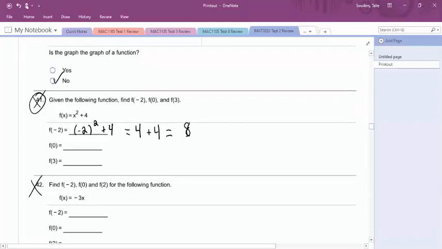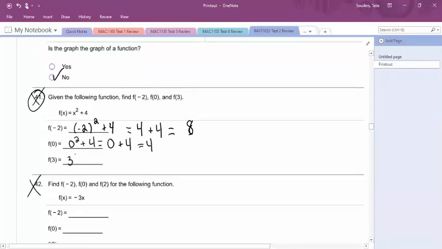Okay, so see if you can work out f of 0 and f of 3 for me. So what did you get for f of 0? 4. Good. And for f of 3? Got 13. Good. 13 is correct.